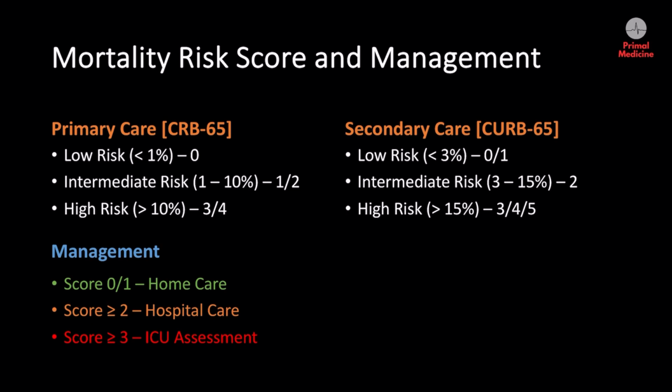intermediate, and high risk. In primary care, low risk is 0, intermediate is 1 to 2, and high risk is 3 to 4 points, compared to secondary care where low risk is 0 to 1, intermediate is 2, and high risk is 3 to 5 points. And based on this, we can determine their management approach.